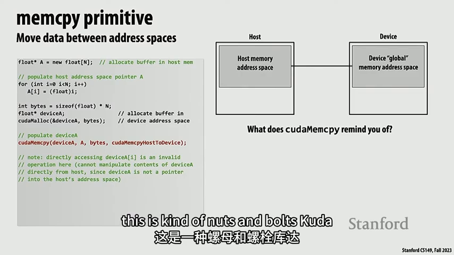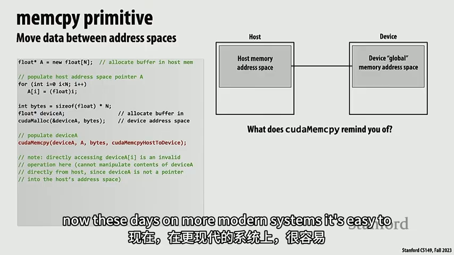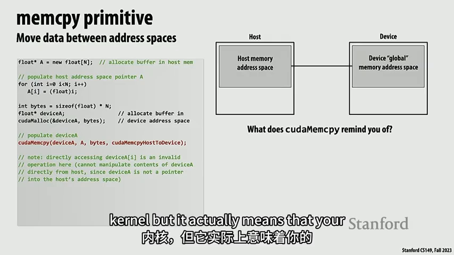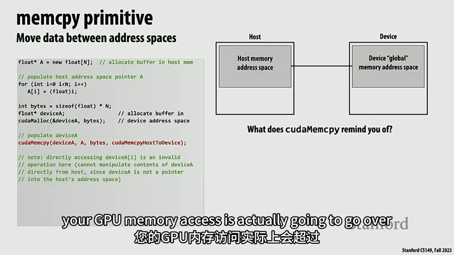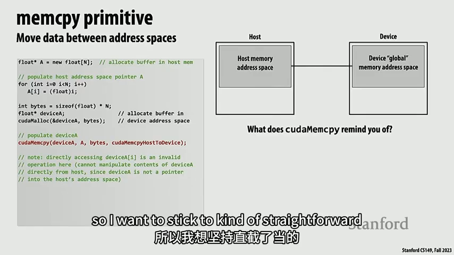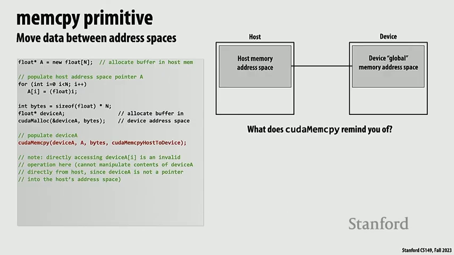This is kind of nuts and bolts CUDA. Now these days, on more modern systems, it's easy to actually just directly pass a C pointer into a CUDA kernel, but it actually means that your GPU memory access is going to go over PCIe and things like that. So I want to stick to straightforward separate address spaces for now. Okay?